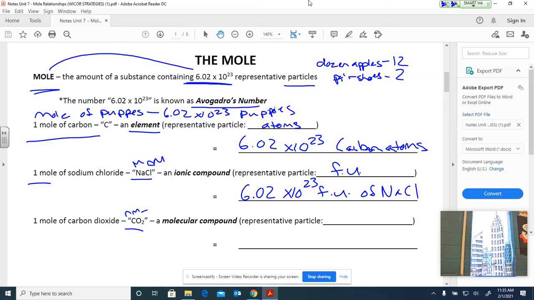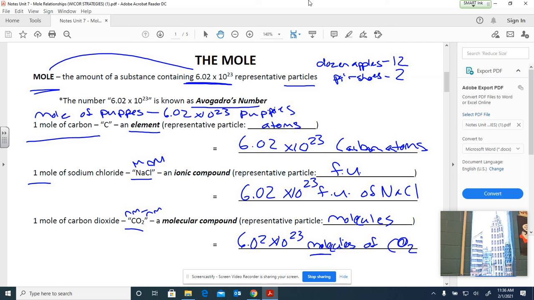And lastly, if I have a mole of carbon dioxide, CO2, then that is a molecular compound. That's a nonmetal with another nonmetal, so it's a molecular compound. Their representative particle is called a molecule, so it's grouping by molecules. So if I have a mole of CO2, how many CO2 molecules do I have? I have 6.02 times 10 to the 23rd molecules. And there isn't really a short way to write this. You have to write molecules. If you write mole, well, that's short and that messes you up. Don't do that. It is molecules. You need to write the whole word. Molecules of CO2.